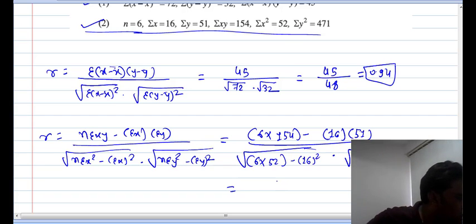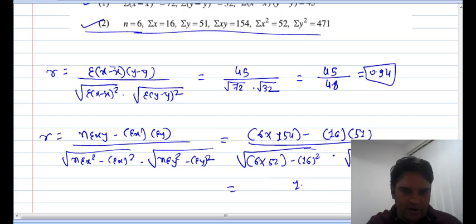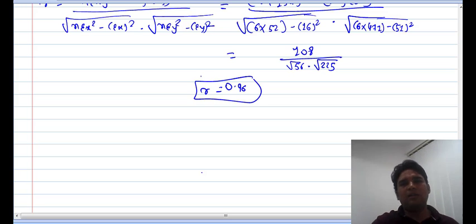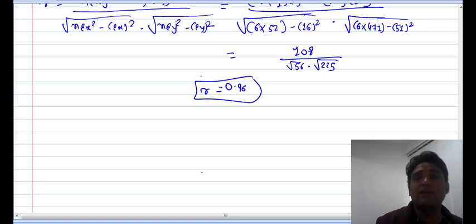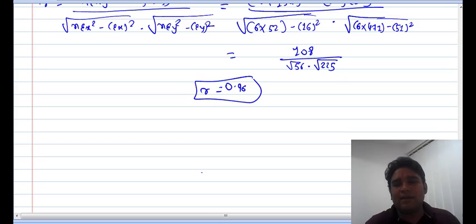Now if you solve the numerator part, you will get the final value 108, and if you solve the denominator, one value here gives 256 and here it gives 225, and the final answer would come to 0.96. Simple, right? In the previous questions we found all these values. Now here they are readily given in the question, so we just need to apply the formula and get the answer.